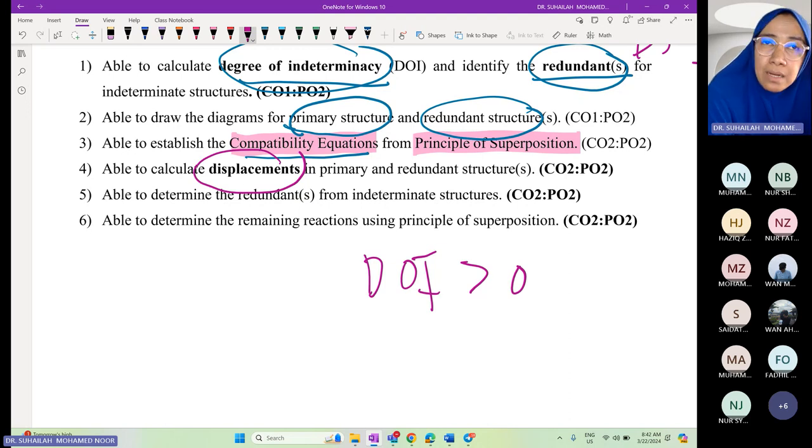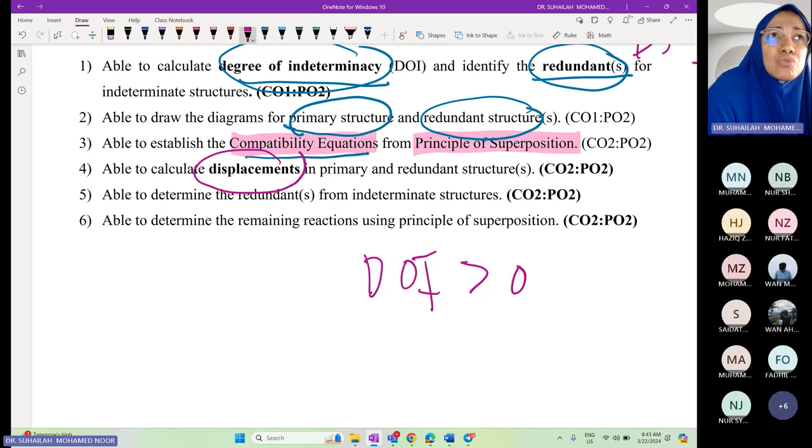Sebab sebelum ni dah belajar dah. Kira reaction pakai equilibrium equation. But now, we have four unknown reactions, and we have five unknown reactions. Sebelum ni belajar three je boleh solve. Sekarang five. Macam mana nak solve? Okay? So you ingat that concept. Whenever three equilibrium equations are not enough to solve for the reactions, that is why we have to have the flexibility method. Because the flexibility method akan calculate yang tak boleh calculate guna equilibrium equation. Okay, try to grab the concept.